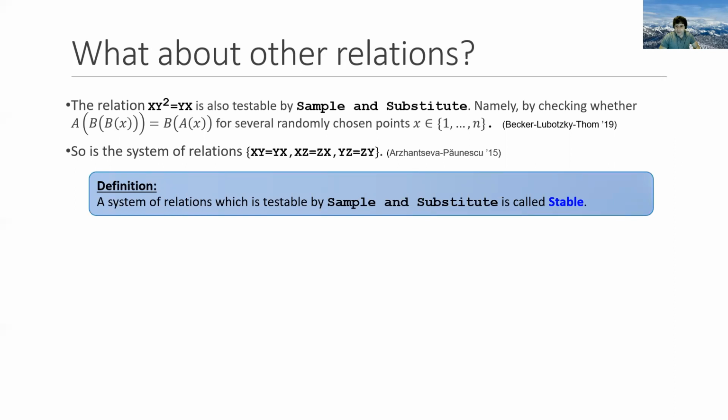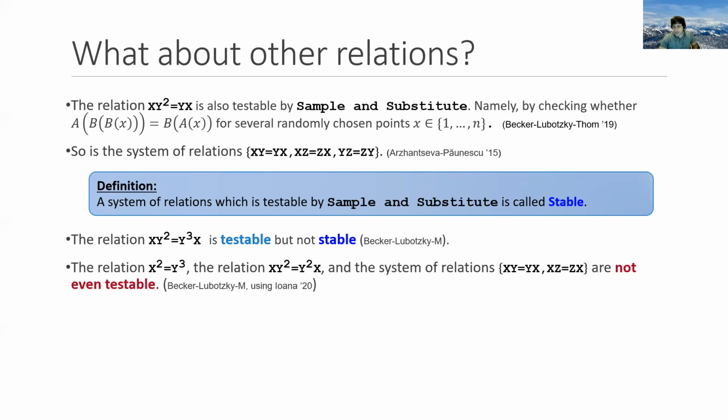Okay, so up till now, we've seen several examples of relations that can be tested by the sample and substitute algorithm. Now, for reasons having to do with the group theoretic origin of this problem, such a system of relations is called stable. In the present work, we're discussing testability of systems of relations beyond the sample and substitute algorithm. So, for example, we show that the relation xy squared equals y to the third x is testable, but it's not stable. In other words, sample and substitute is not an adequate tester for this relation between permutations. However, there is some other algorithm, which we will soon describe, that does manage to test this relation.